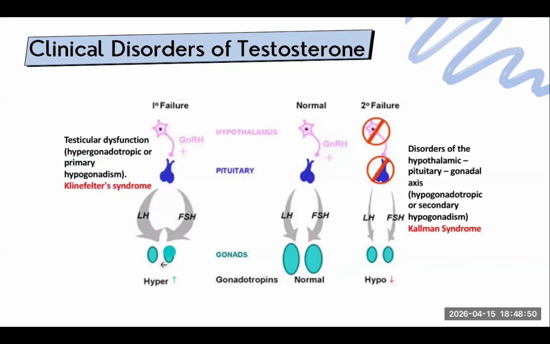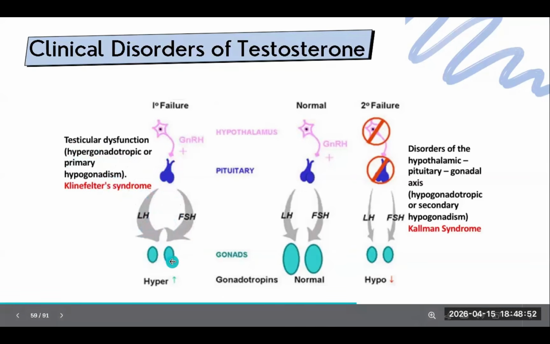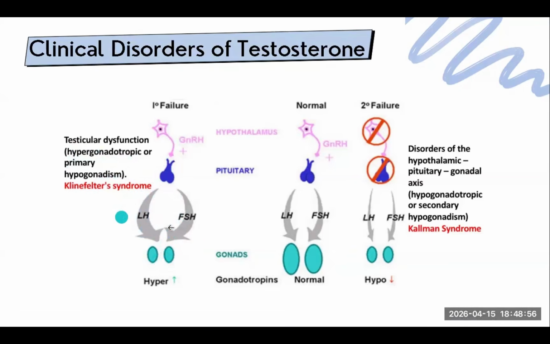So, quick recap: hypogonadism because there's decreased testosterone, and hypergonadotropic because there is increased LH and FSH. And an example of testicular dysfunction, a syndrome with testicular dysfunction, is Klinefelter syndrome. And in Klinefelter syndrome, you have fibrosed testes.